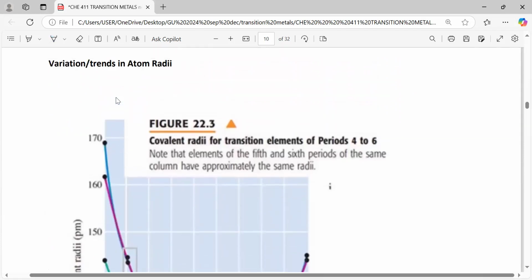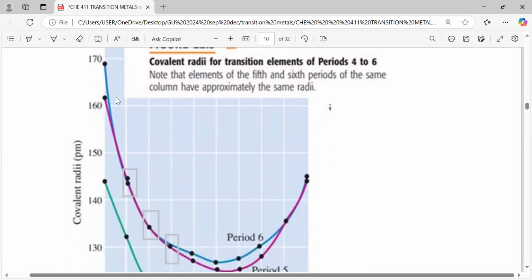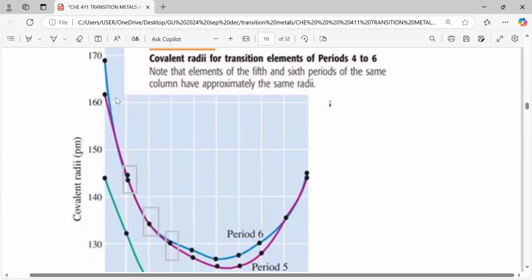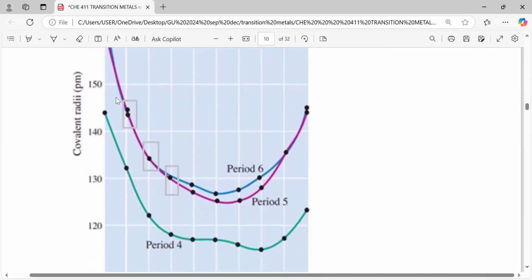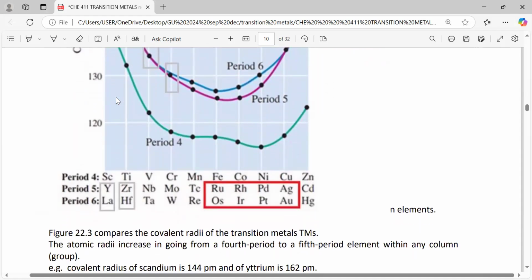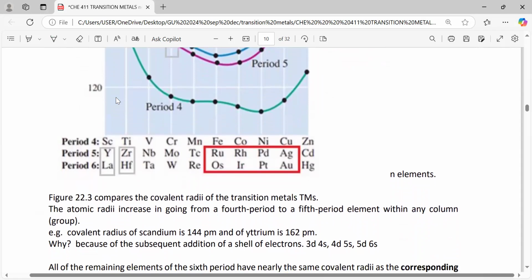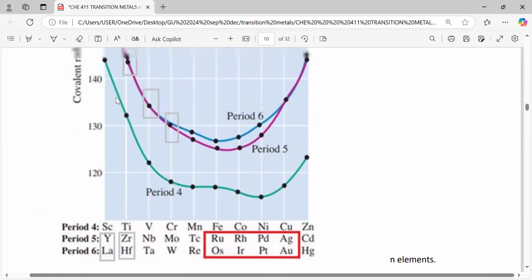So let us see the radius. How does the radius vary across the period for transition metals? And we are told that the atomic radius increases in going from the 4th period to the 5th period within any column. So let us see how it is happening.